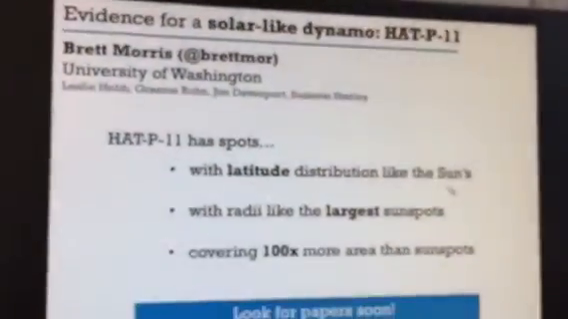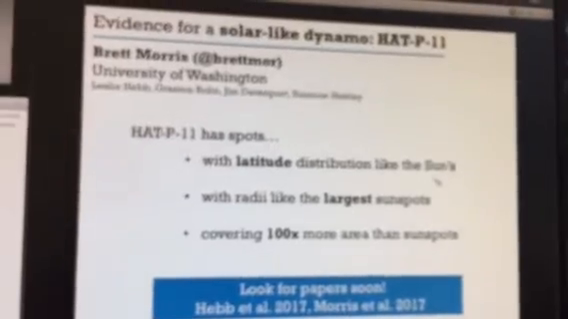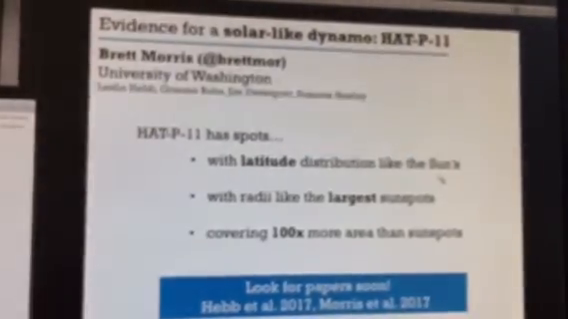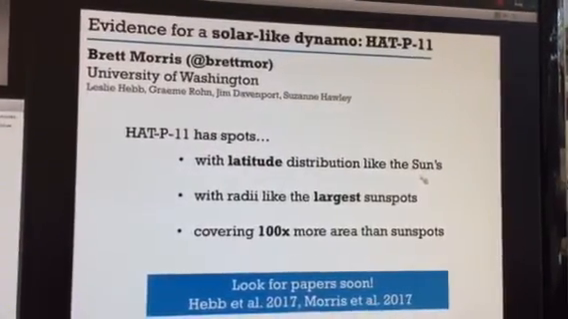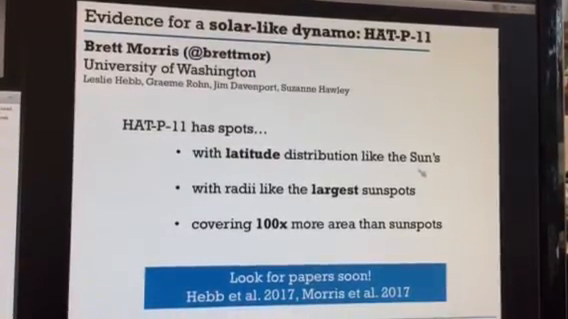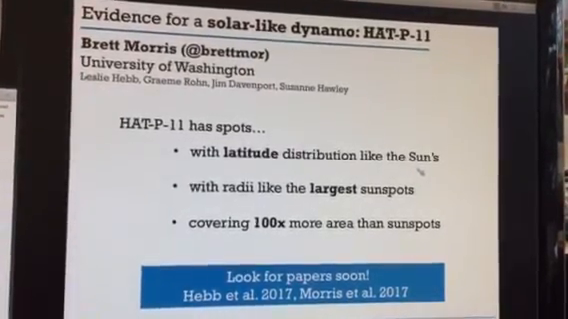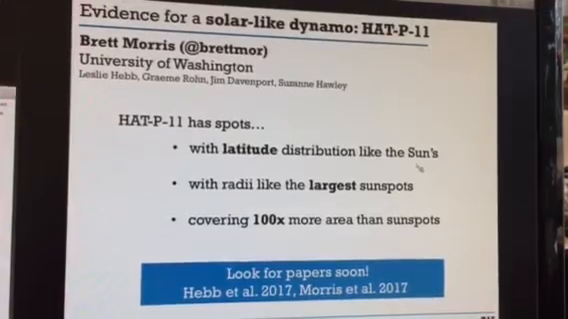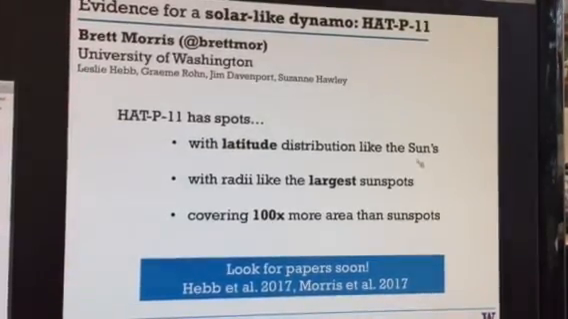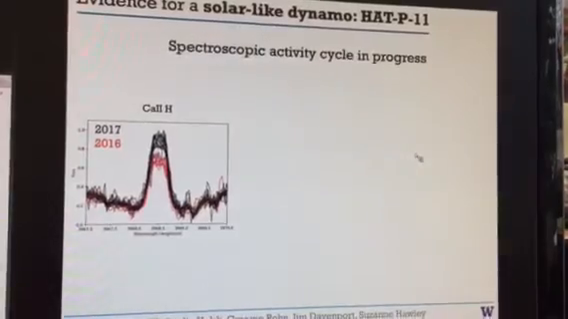And so the quick results there again, seems to have the same latitude distribution as spots on the sun. It has more spots, but the spots have similar sizes. And so to preempt the first question that you're going to ask is, do we see evidence of a dynamo? Do we see the activity cycle varying during the Kepler years? And the Kepler mission was only 4 years long. So we don't see change in the active latitude on HAPP 11.